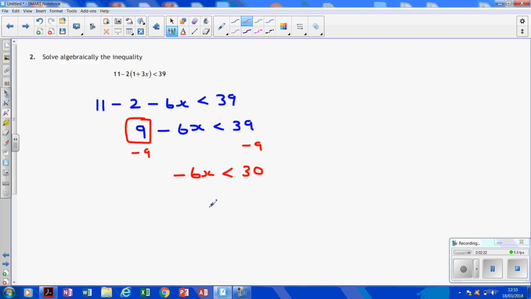Now at this stage I've got minus 6 times x, so I don't want to multiply by minus 6. So I divide by minus 6, I've got 30 divided by minus 6. Now when you divide an inequality by a negative number, you reverse the sign. So I'll reverse the sign. Now we can just do our sum. So 6 into 30 goes 5, and it's going to be minus 5.